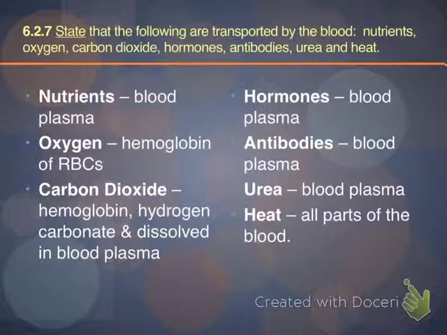Next, we've got hormones. So hormones are transported in the blood. Hormones are released from several different areas throughout the body, which we'll talk about later, and they're transported in the blood plasma. Antibodies produced by white blood cells are also transported in the blood plasma, and they will go to the site of infection or go throughout the body to disable intruders.